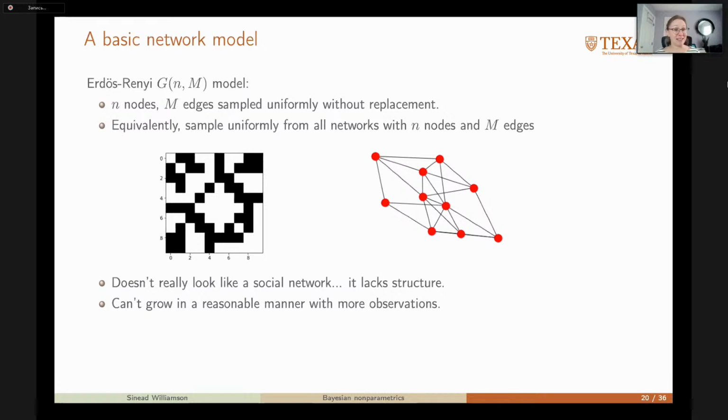So this has the advantage that it's simple, but it clearly does not look like a social network. Right? It doesn't have any sort of structure, which makes sense because we've picked the edges entirely at random. And it also can't grow in a reasonable manner, right? We have those n nodes predefined. And if we suddenly add extra nodes, then those original m edges are no longer sampled uniformly without replacement. They're biased towards the original nodes. But despite this, it has some properties that are going to make it a good building block.